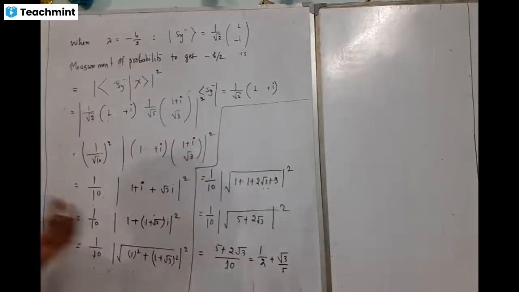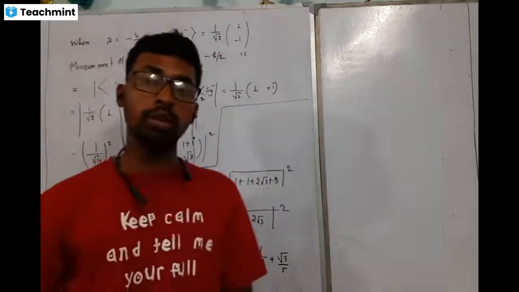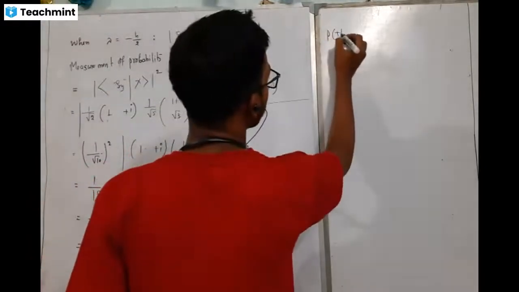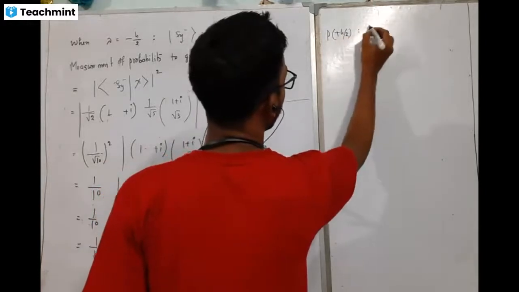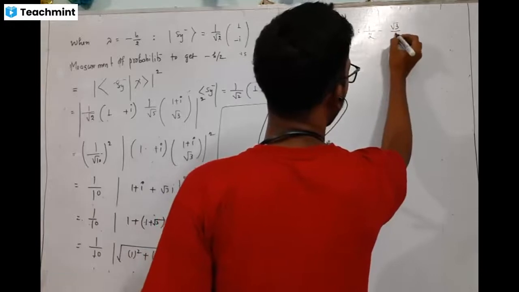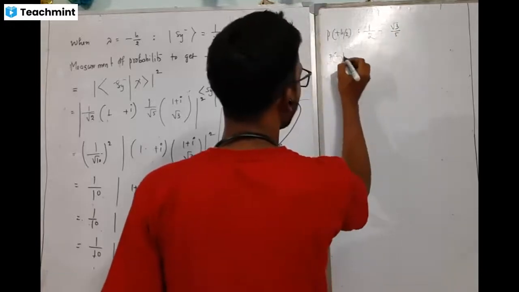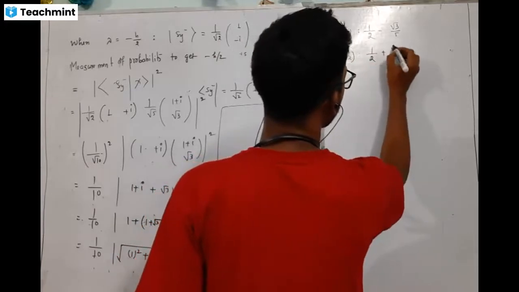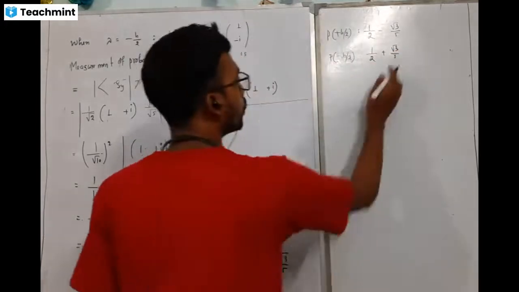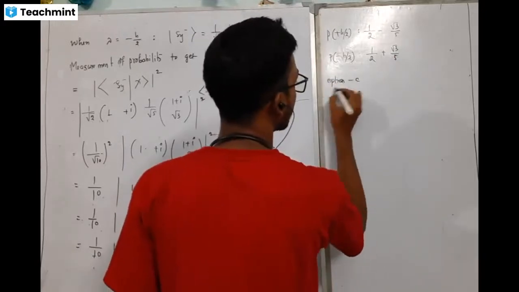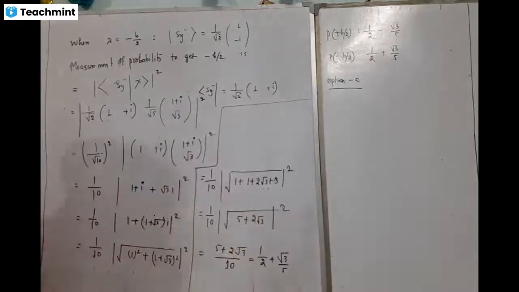So the probability of getting plus h cut by 2 is nothing but 1 upon 2 minus root 3 upon 5. The probability of getting minus h cut by 2 is nothing but half plus root 3 upon 5. So basically option C is the correct answer. Please take a note: option C is the correct answer.